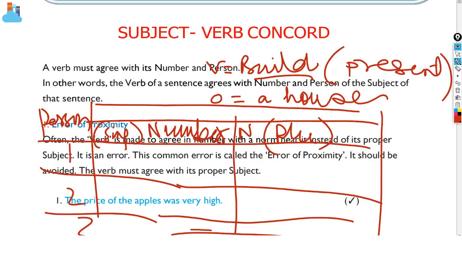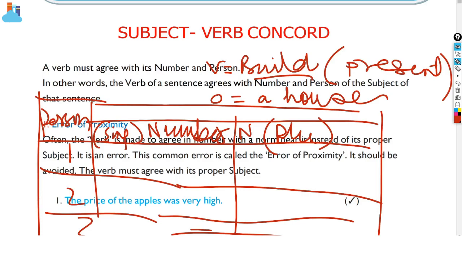Third person is he, she, it. Any other thing that I'm referring to, I'm pointing out, that will be the third person. If it is only one, singular. If it is more than one, then it will be plural. Third person, plural. I suppose it is clear. Then let us proceed. Now we are writing the conjugation.